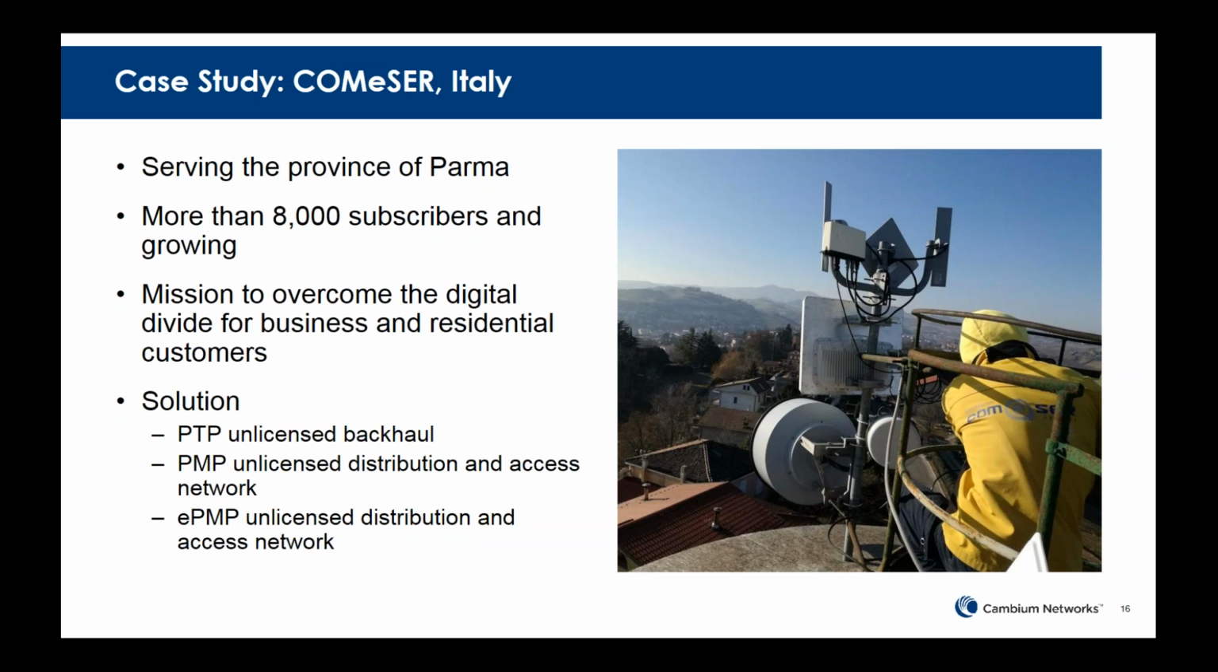The same scenario is playing out all over North America as well. So they use an ePMP unlicensed distribution access network to get into the homes, as well as the PMP 450M. If you look at the photo there, you will see, I'll take it from the top of the tower with the triangle. That's a point-to-point radio link going in one particular direction.